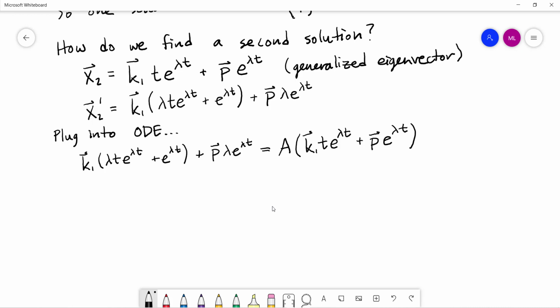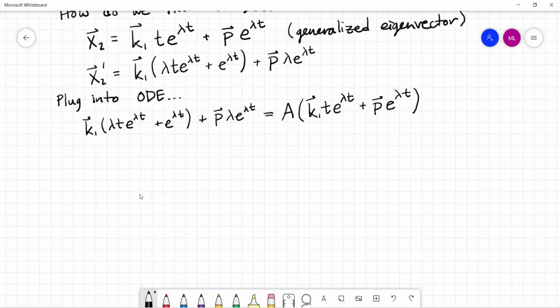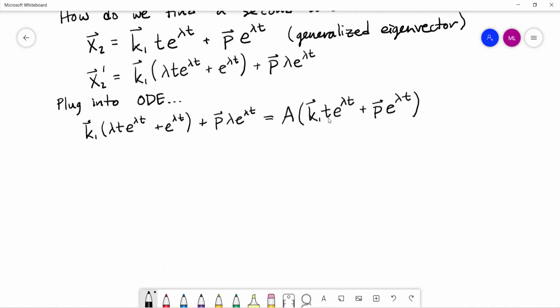Okay, and so I'm basically going to just group some terms together, move some stuff around. Let's get all the terms that involve the t e to the lambda t moved over here. So I will get basically this term and this term. Let's move everything over to the left-hand side. So we're just doing some algebra. I'm just rearranging terms. So over here I'm going to have a minus lambda I times k1 t e to the lambda t.